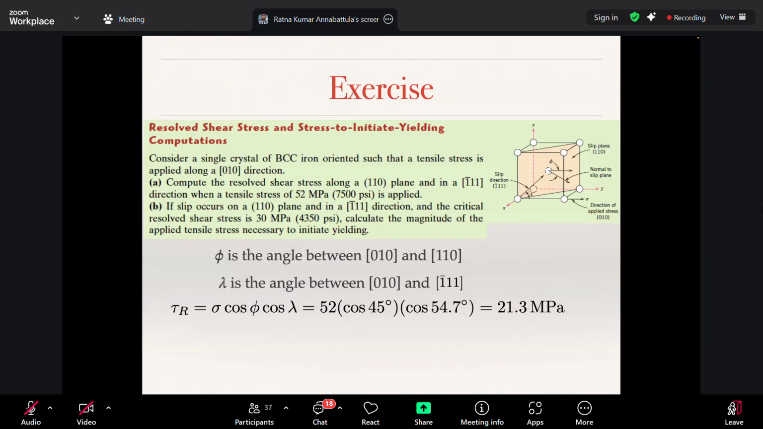So you're able to see my pointer, right? Yes, sir. Yes, sir.